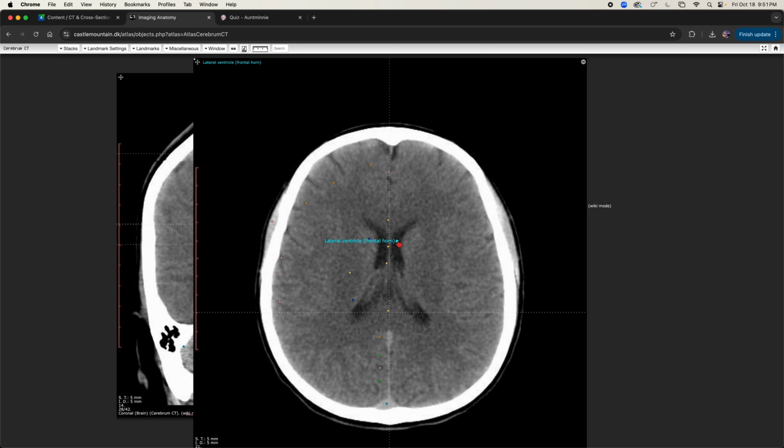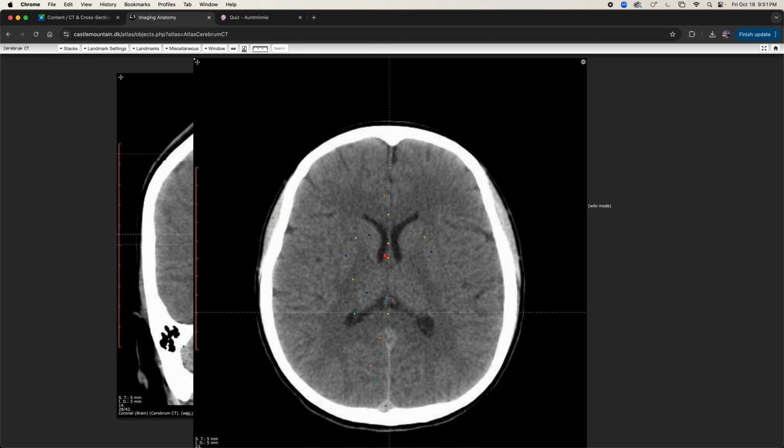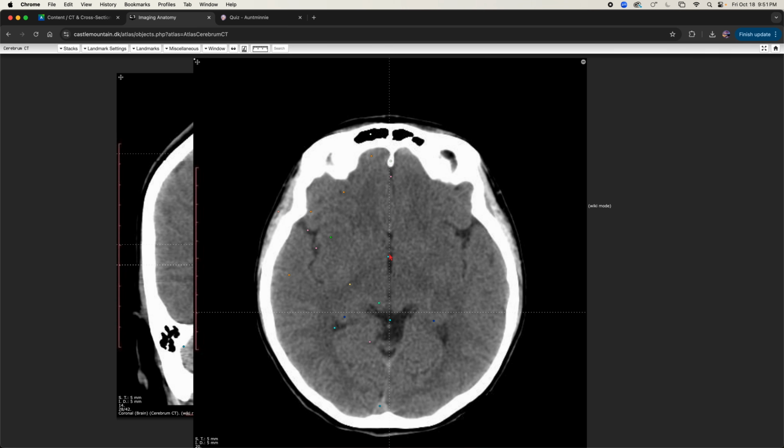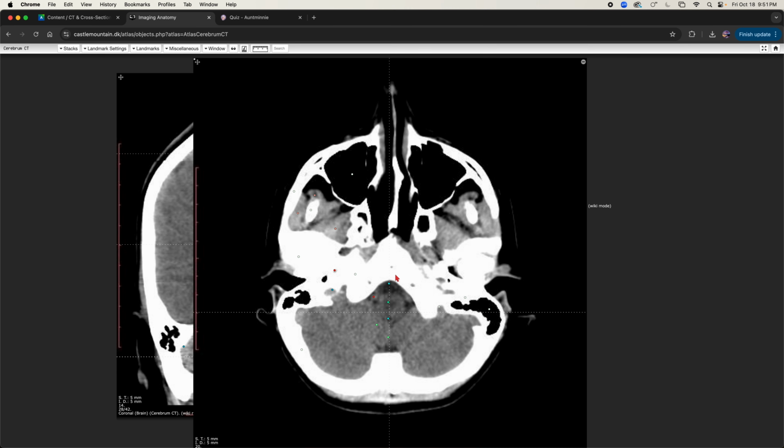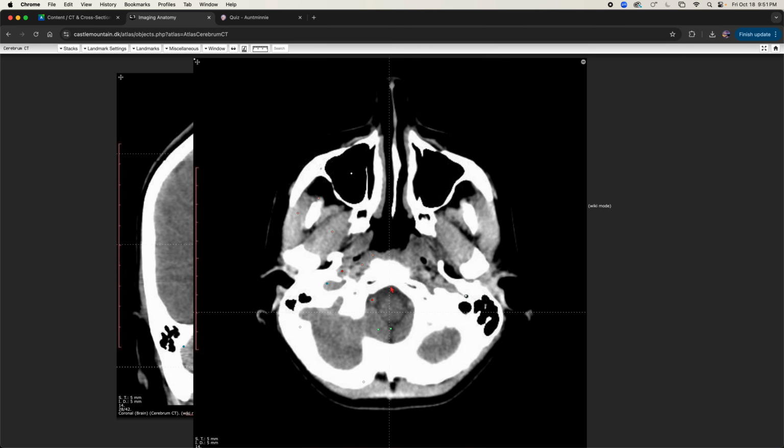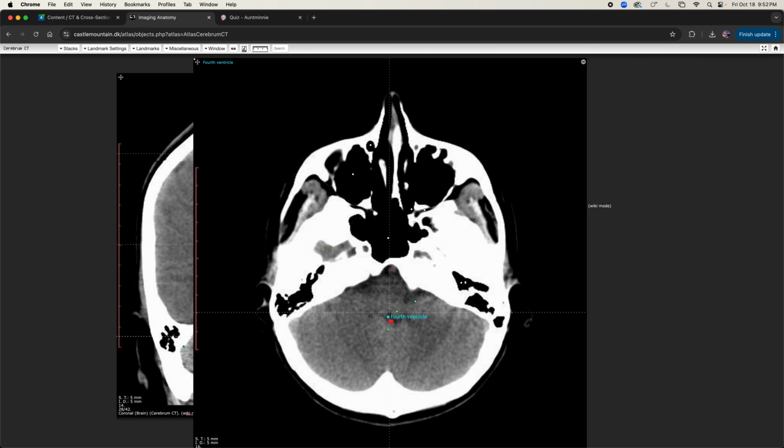So these are the ventricles. That's the left lateral ventricle, anterior horn. And that's the right lateral ventricle. And that goes down. We have the third ventricle, and that goes down to the fourth ventricle. So we could find that right here, fourth ventricle right here.